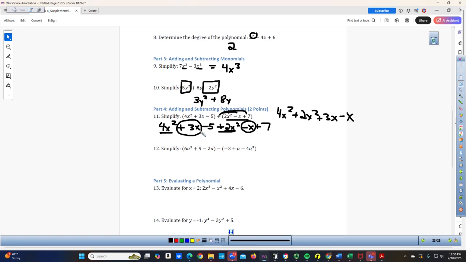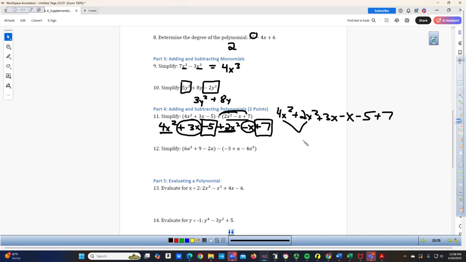And then lastly, I have a negative 5 and a plus 7. And notice how I'm putting different shapes around each different term. That's just in case I get to come back and look at it, at least this can be a real quick reference on what I'm combining with what. So negative 5 plus 7, right? And notice I'm also putting this in descending order by the highest exponent.